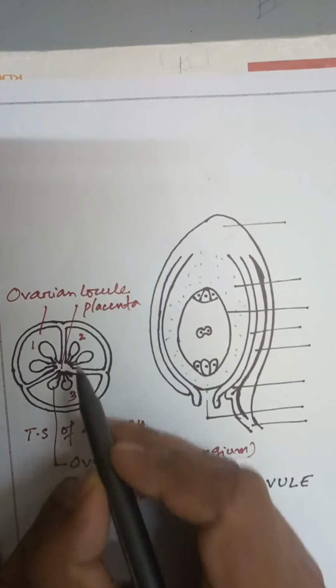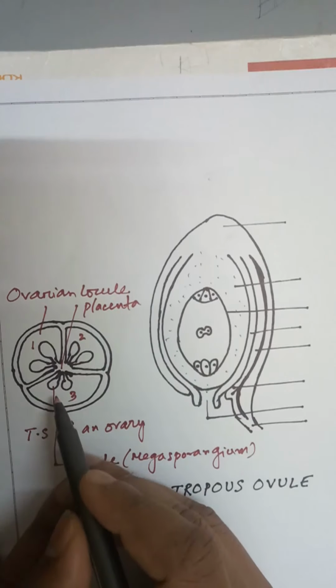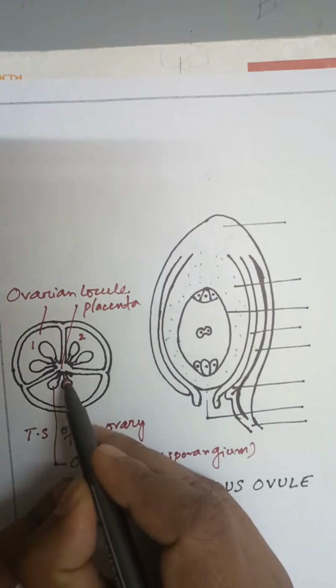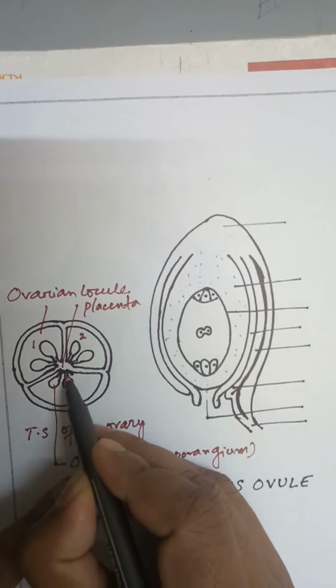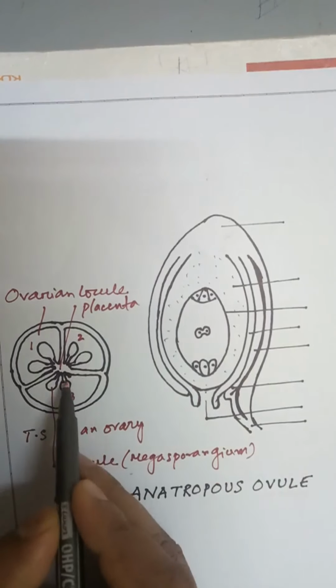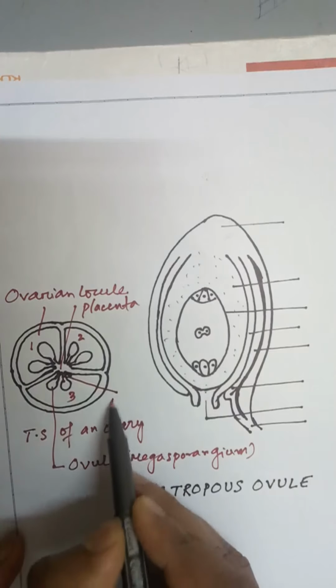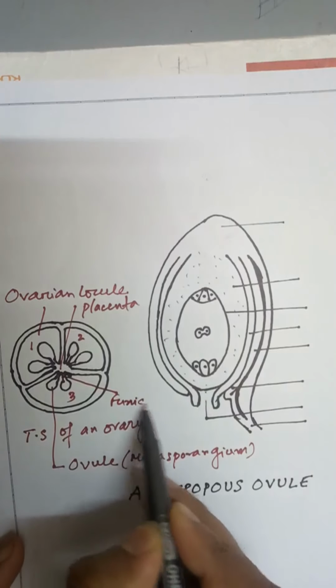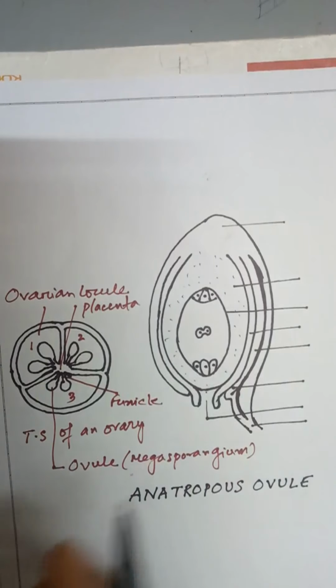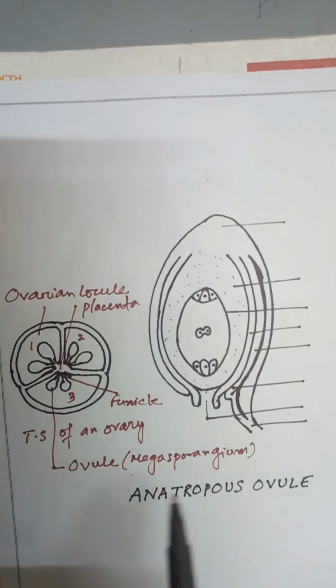Now this is the placenta. You notice another thing, students. This ovule is suspended with the help of this fine structure, which is suspending the ovule inside the locule. This fine structure is the funicle, F-U-N-I-C-L-E. Okay, so you can now correlate what is ovary, what is ovule, what is placenta, and what is funicle. Very simply, this is a transverse section of an ovary.